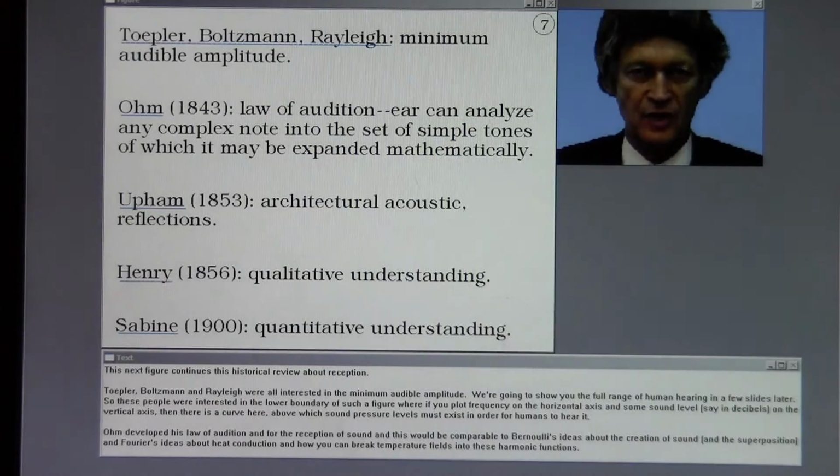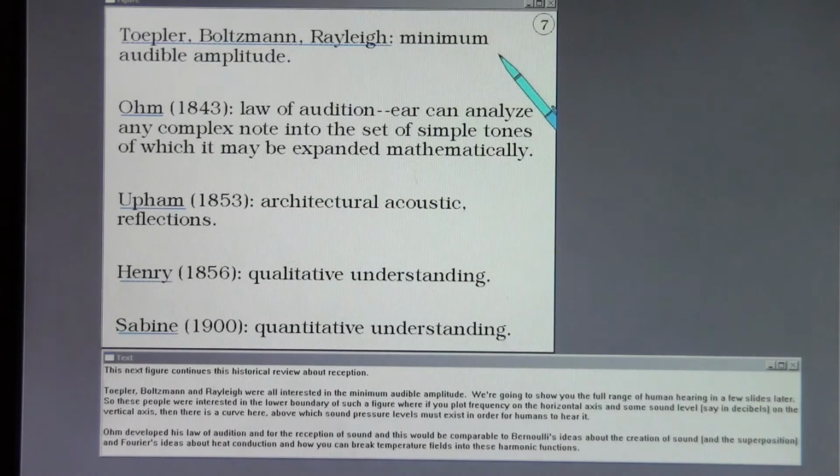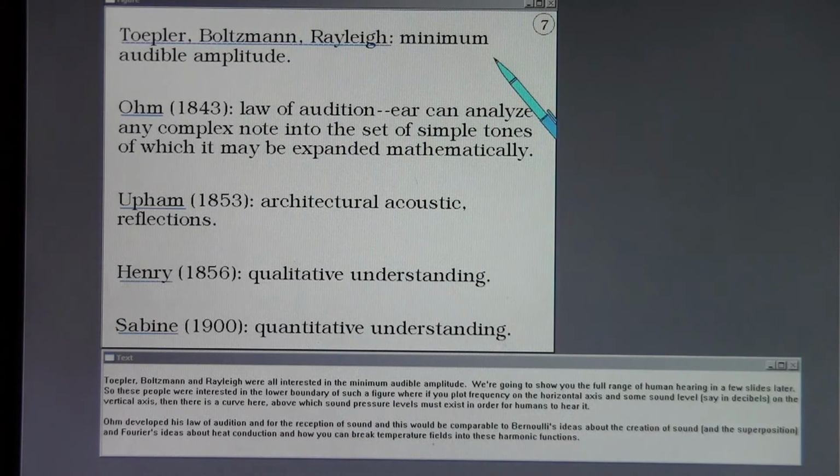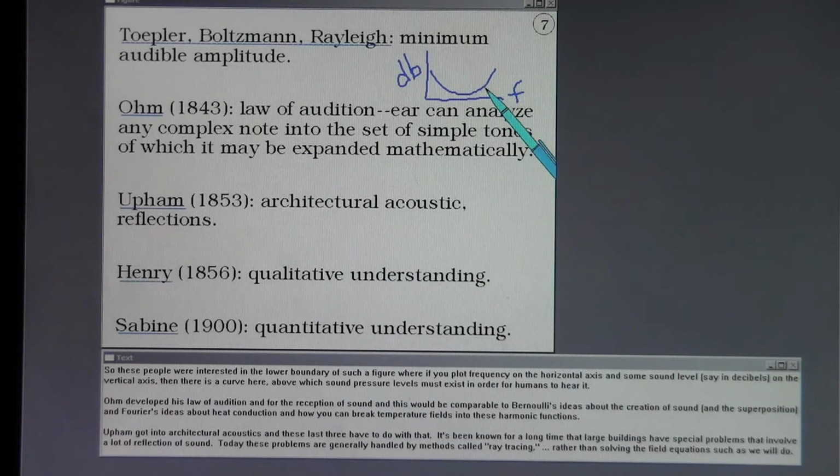The next figure continues this historical review about reception. Topler, Boltzmann, and Raleigh were all interested in the minimum audible amplitude, and we're going to show you the full range of human hearing in a few slides later. So these people were interested in the lower boundary of such a figure where if you plot frequency on the horizontal axis and some sound level, say in decibels, on the vertical axis, then there is a curve here above which sound pressure levels must exist in order for humans to hear it.